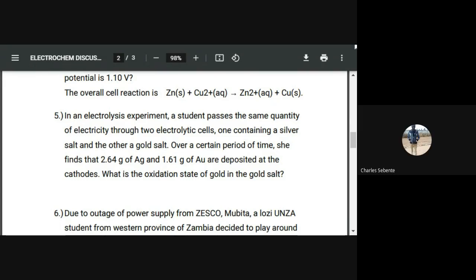Okay, thank you. Any other contribution to what Mr. Brighton has just alluded to? I think that is a very good introduction of what we are supposed to do. Anyone to add so that each and everyone in here is able to find the oxidation state of gold. According to him, we need to convert the grams to moles. Then we find the moles of electrons, and those will help us to find the oxidation state. So from there, someone to add so that we move on.